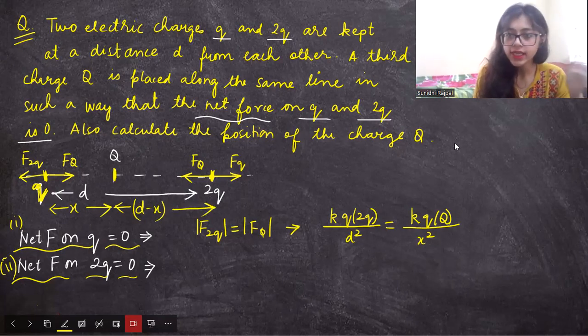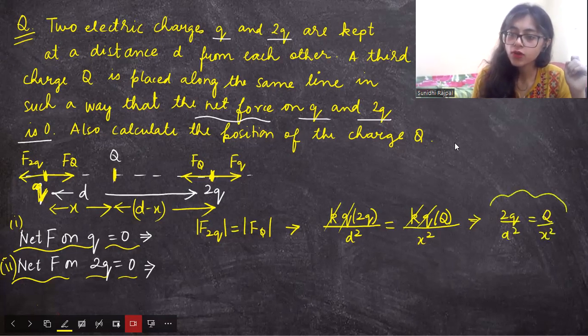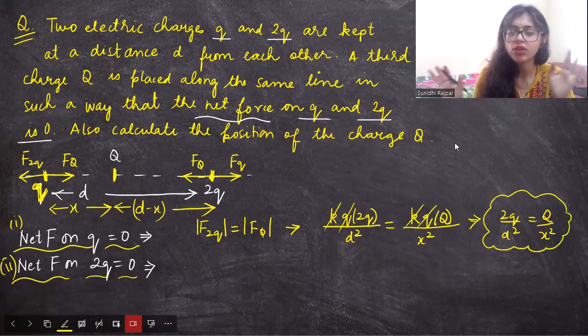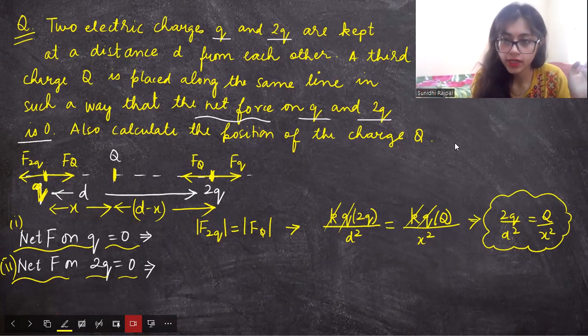Okay. So let us see इससे मुझे क्या मिलता है. Okay. So this K and this K get cancelled. This small q and this small q get cancelled, and I get that 2Q by D square is equal to capital Q by X square. इसको हम लोग square में, whatever, you just have to remember कि this is the equation that I am getting. Okay.